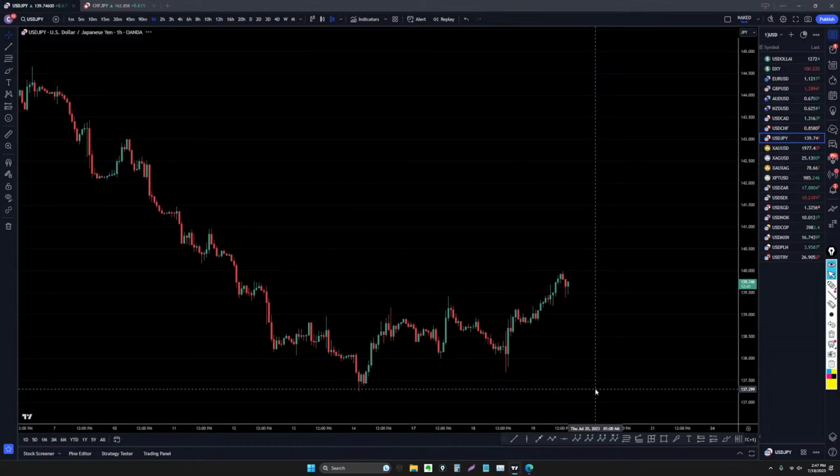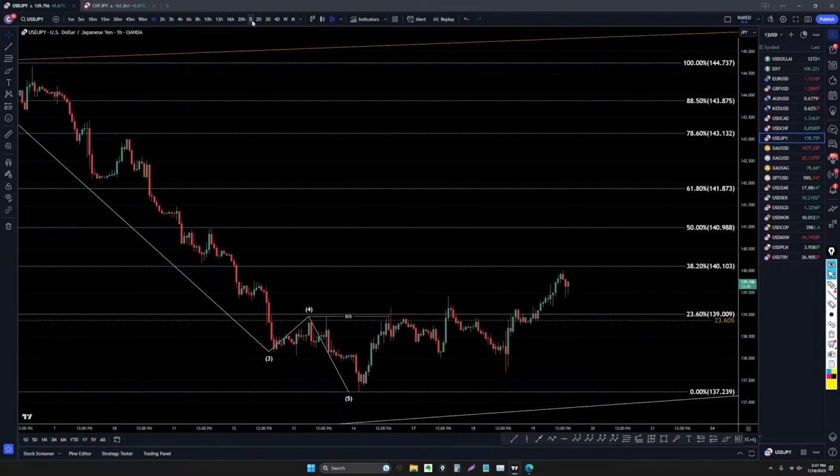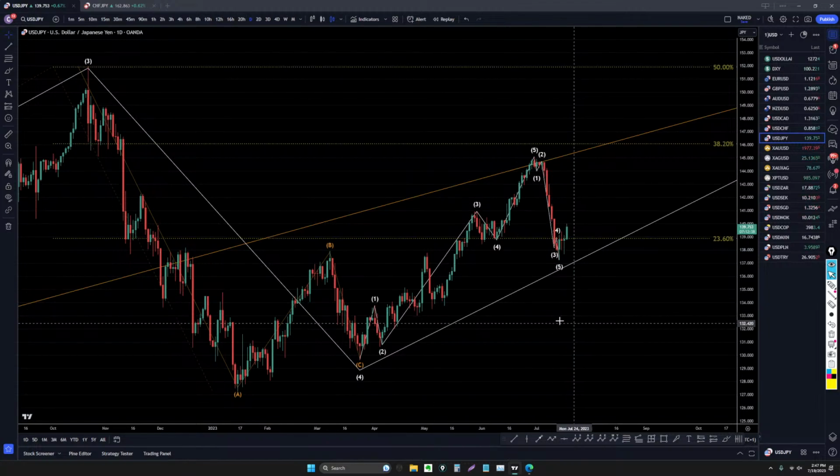So, US dollar yen. I don't think US dollar yen's done going up either. I see a few possibilities on this.